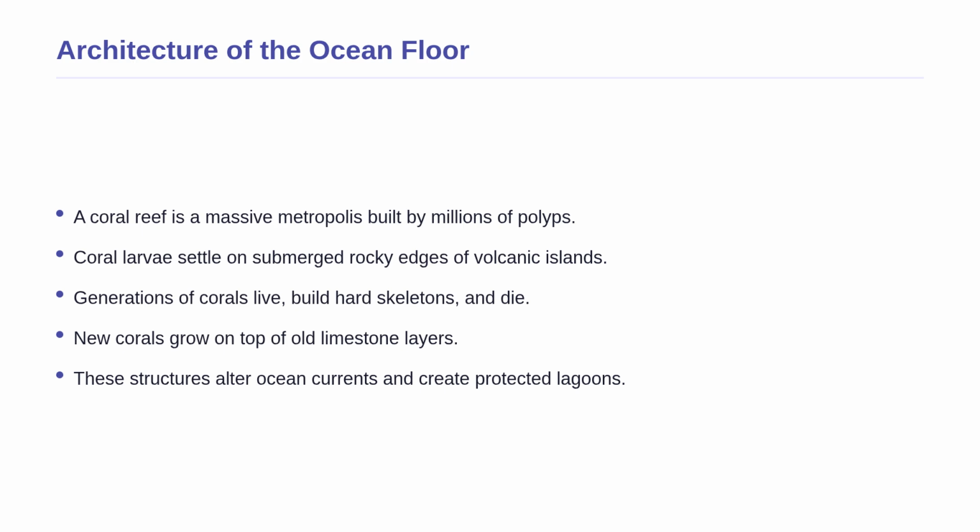As generations of corals live, build their hard skeletons, and eventually die, they leave behind thick layers of solid limestone. New corals then grow directly on top of the old ones, slowly building massive underwater walls. Over millennia, these structures become so large that they actually change the way ocean currents flow, creating calm, protected lagoons.